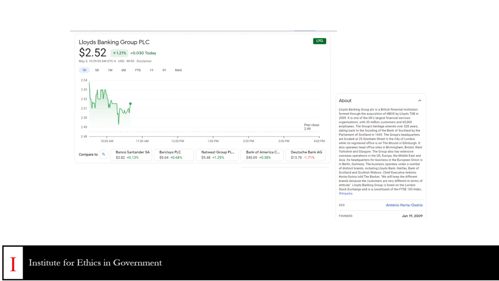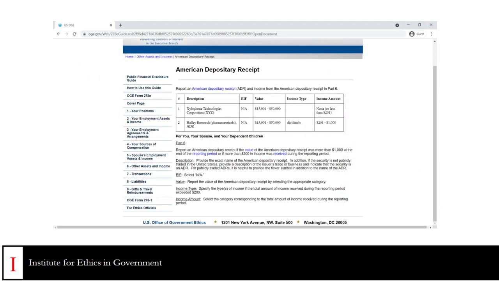So let's find out if they're reported properly. If we go back to the guide and go to Chapter 6, Part 6 of the form, we can look for American Depositary Receipt, because those letters ADR indicate that something is an American Depositary Receipt. And an American Depositary Receipt is basically an investment vehicle that allows American investors to invest in foreign companies without having to go through the regulatory processes to trade on a foreign exchange.